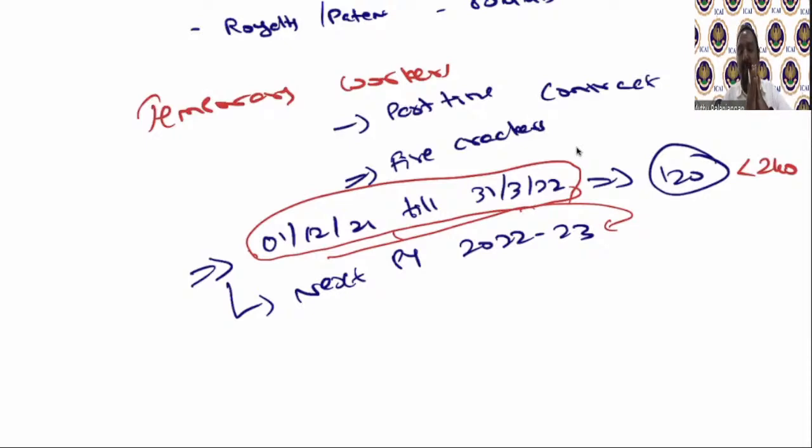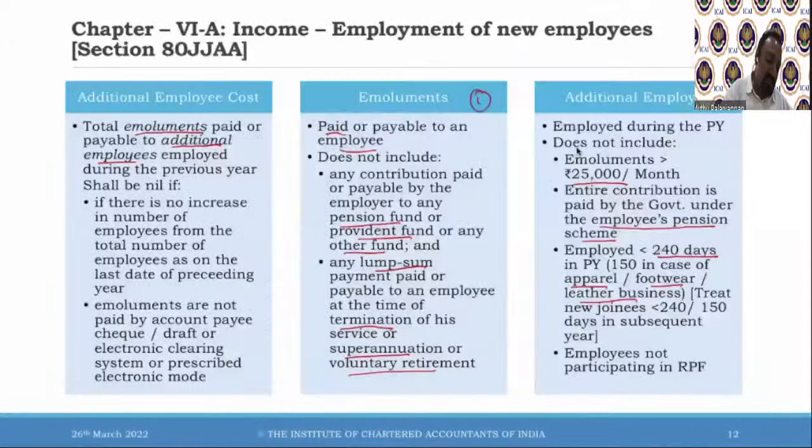So for time being, let's understand a particular employee should work for more than 240 days in a year to be called an additional employee. But if he himself is recruited in a period where it's not possible to serve 240 days in a year, then if he has served 240 days in the next year, that year will be considered. So that is what the provision is. So what does the provision say? It says treat new joinees less than 240 days, whose recruitment itself is less than 240 days, as additional employees in the subsequent year. So this is the provision.